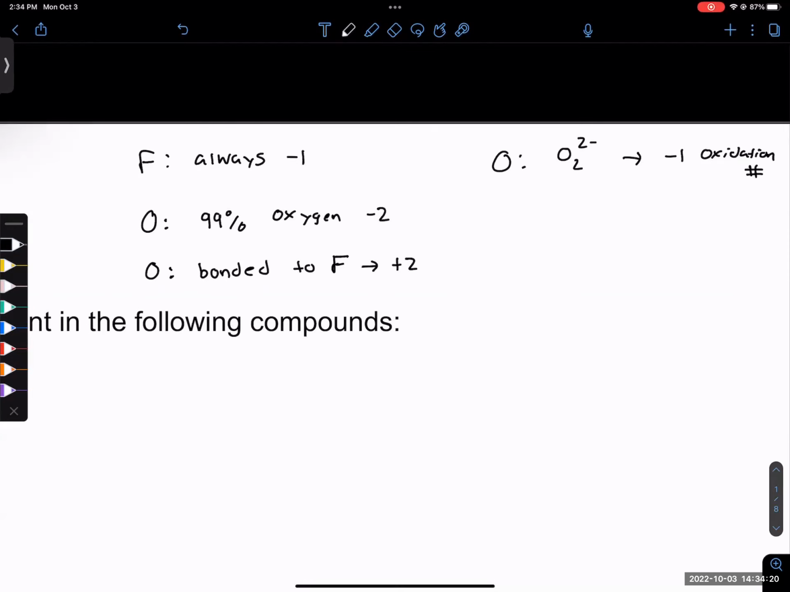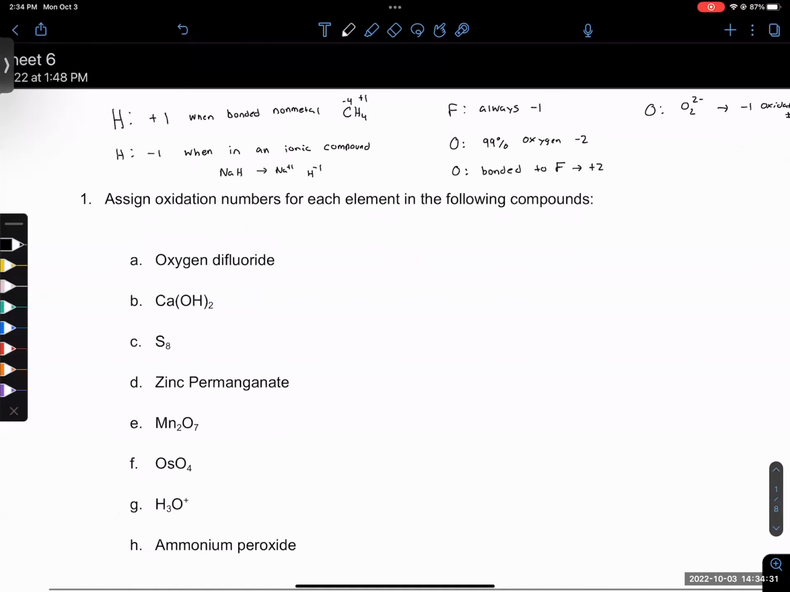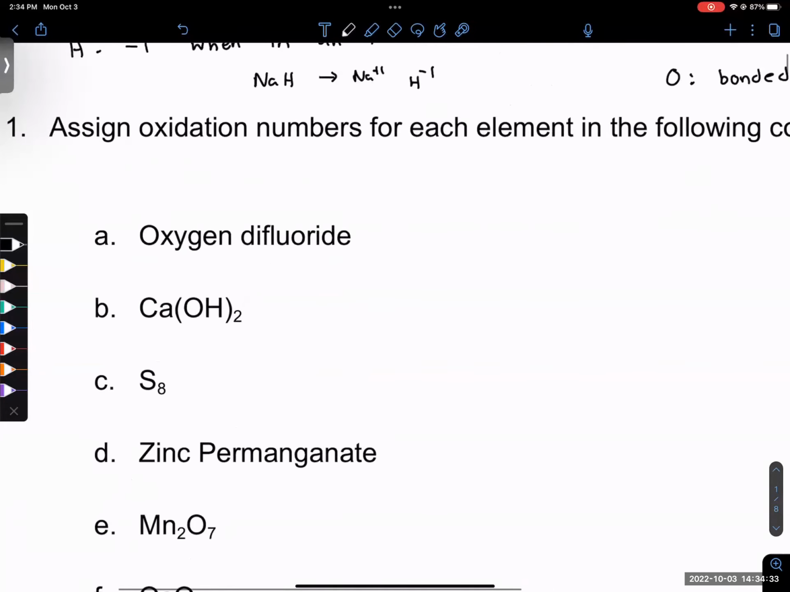Okay, now with those rules, we should be able to answer the rest of the questions, okay? So these are the only rules for oxidation. So the first one, oxygen difluoride. We know just from previous exams how to go from the name to the formula, right? So I'm not going to go over that. So oxygen difluoride is OF2.